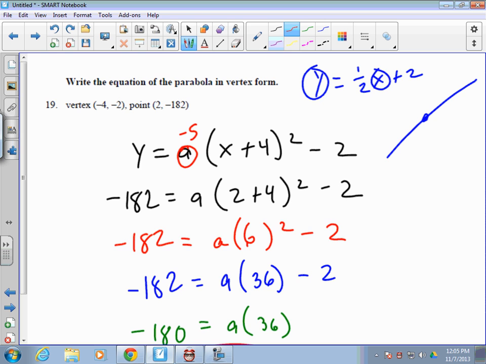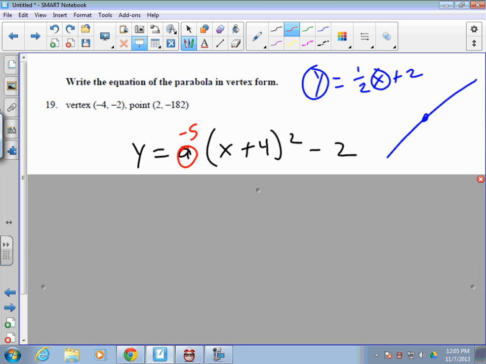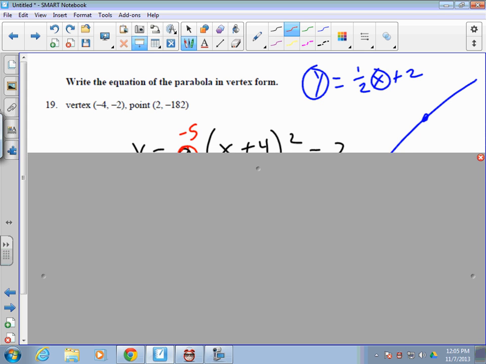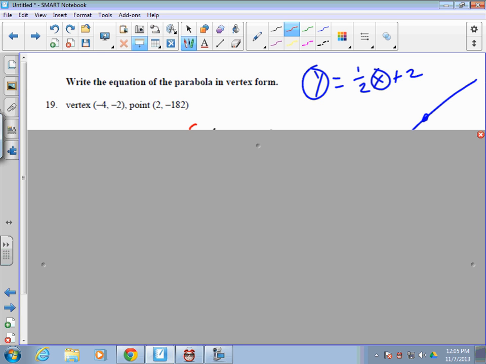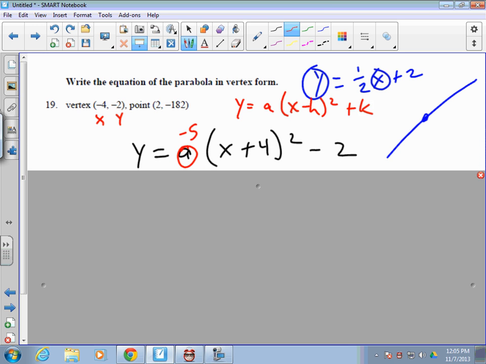Number 19, we're writing the equation of this parabola. Okay, so you see the vertex is negative 4, negative 2. Remember, it's the opposite of the x and then whatever the y says. So if your vertex form is y equals a times x minus h squared plus k, you don't have to remember what h and k is. Just remember that what's in the parentheses is x, and what's outside is y.